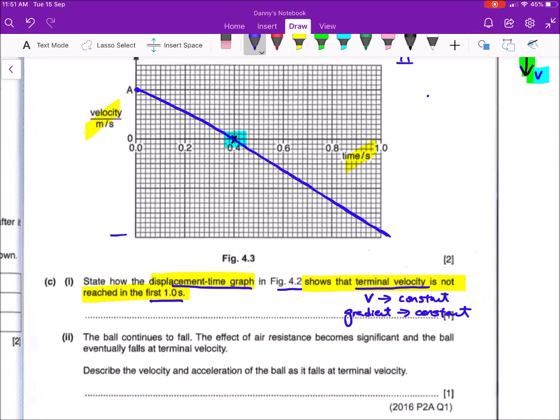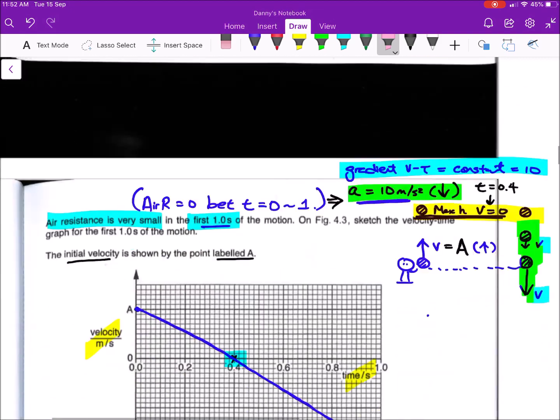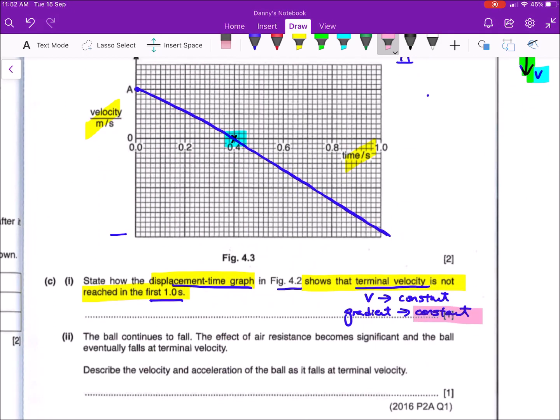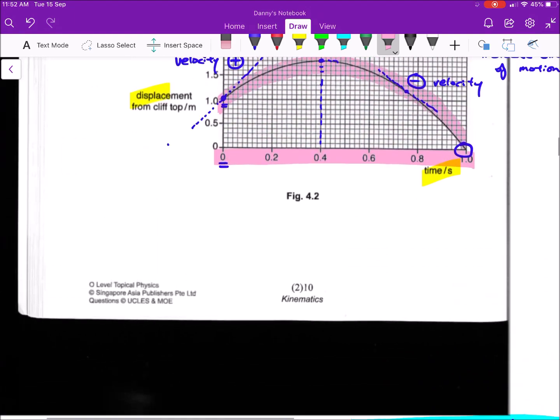in the first 1 second, that means from here to here, can I find anywhere in this graph whereby my gradient is 0? Or I shouldn't say gradient is 0, the gradient is constant. Is there a part in this graph whereby I have a gradient that is constant? No, right?